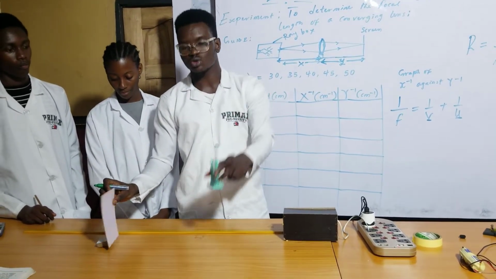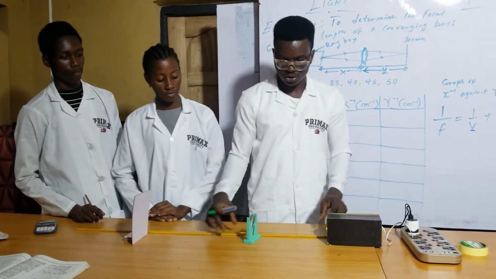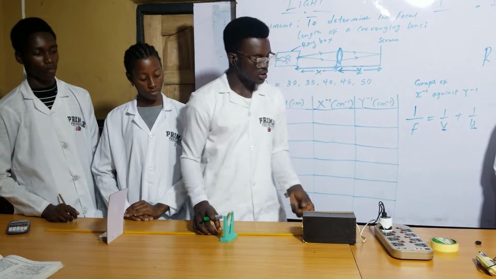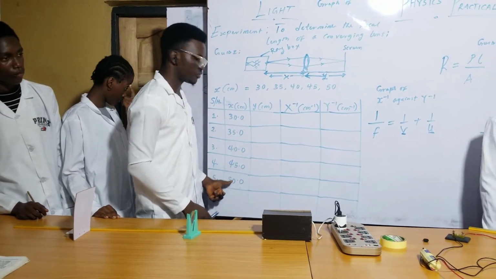So this is our lens holder. Now you place the lens at different distances on the meter rule. The distances we're going to use here are 30, 35, 40, 45, and 50.